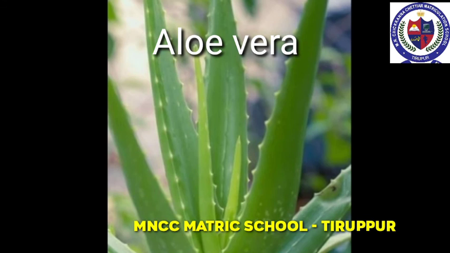Next, aloe vera, Sottukattarai. It belongs to the family Liliaceae. Leaves of this plant are used to cure piles and inflammation on the skin. It cures peptic ulcer.